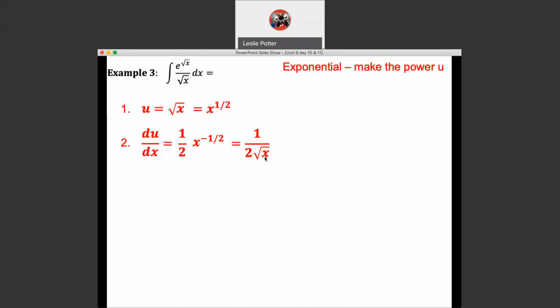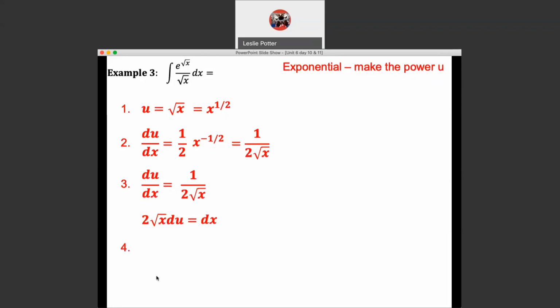1 in the numerator, root x in the denominator. We have to bring this 2 through, but watch what happens as we do. Okay, so we have this. I'm just getting rid of this middle stuff. Now I'm going to cross multiply. So we got dx times 1 equals 2 root x du. So this is what's going to go in for dx.